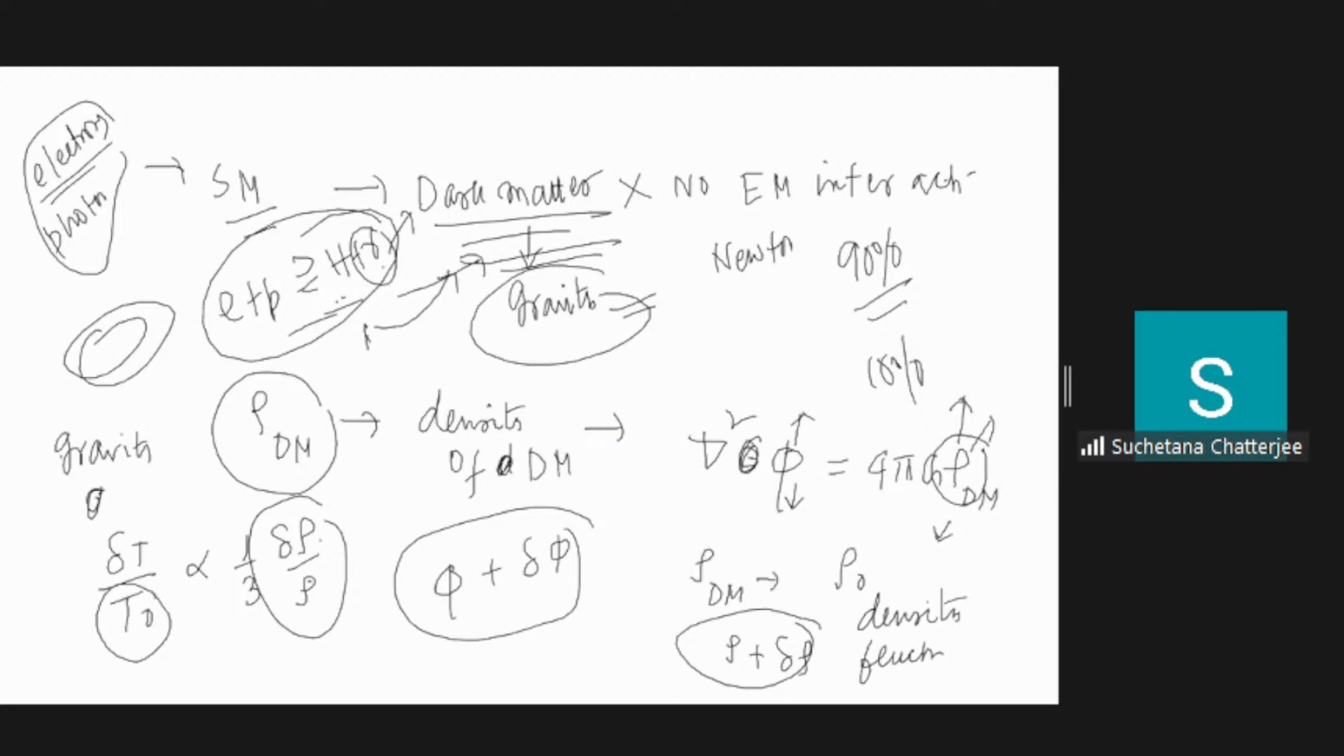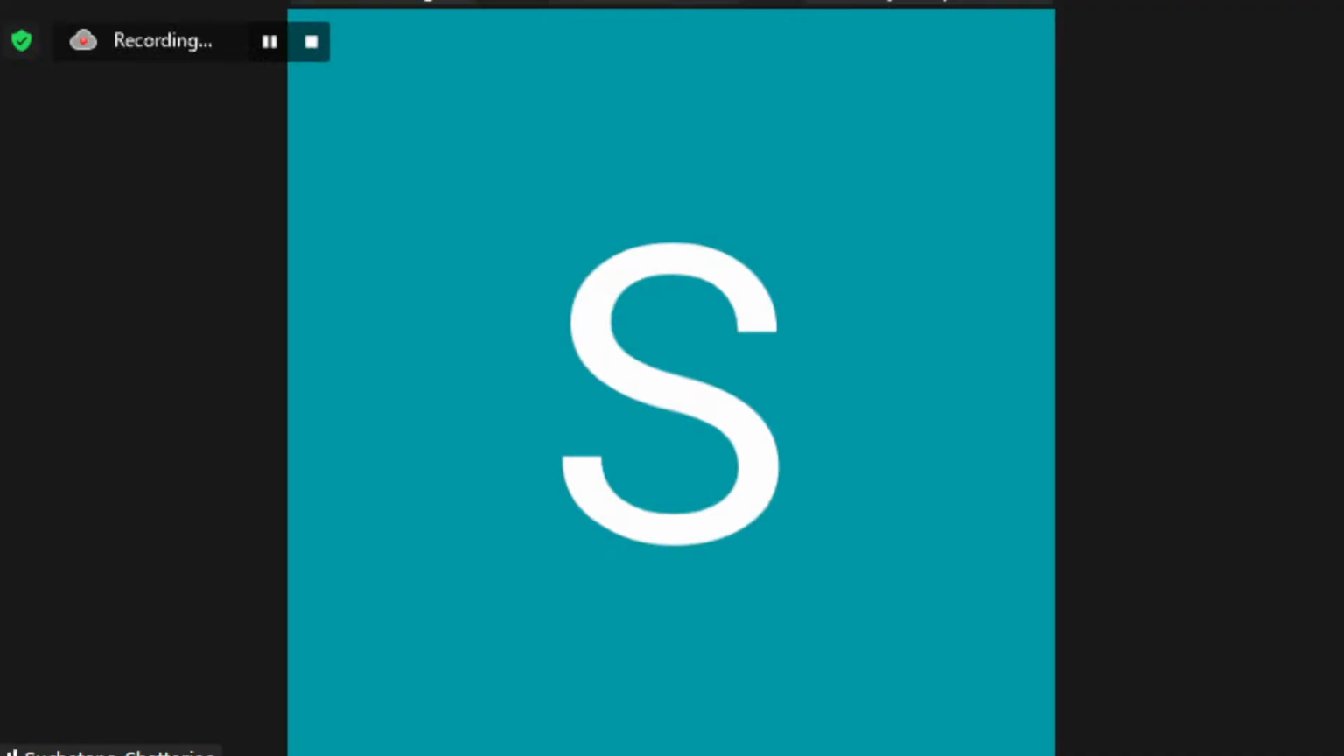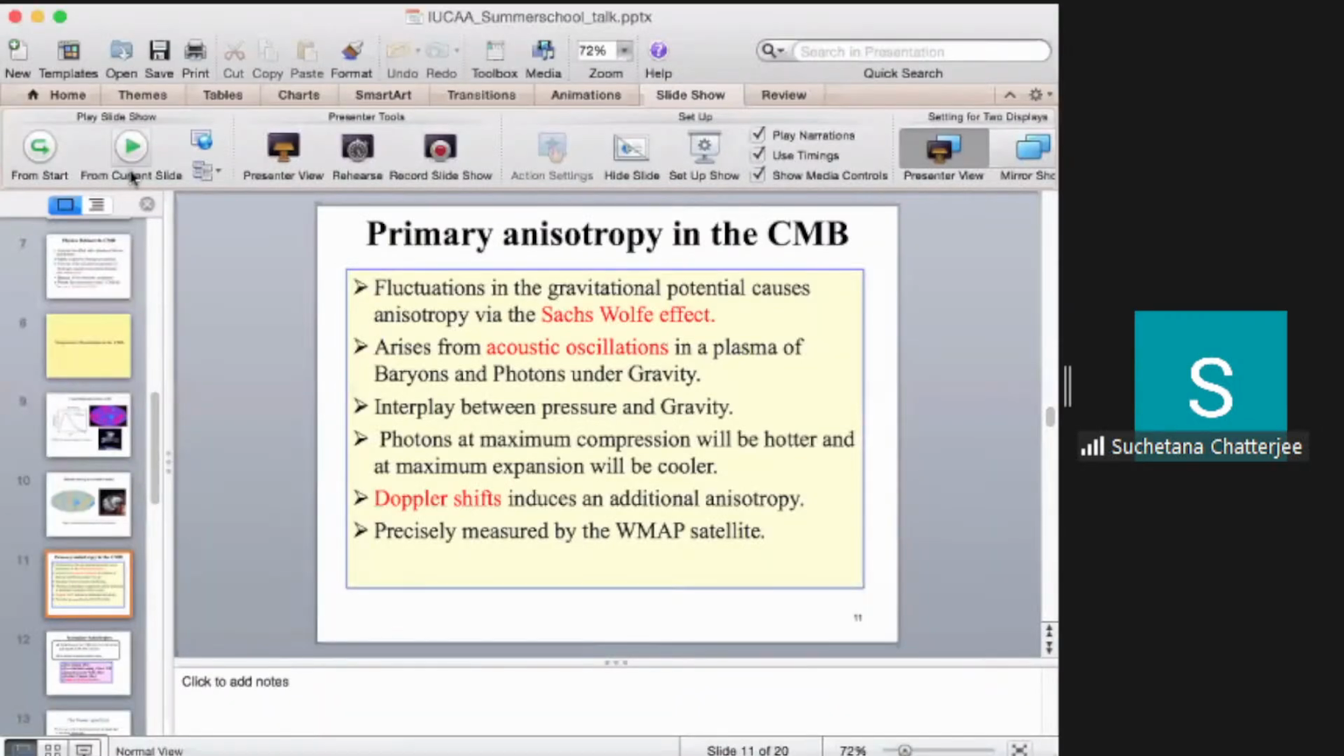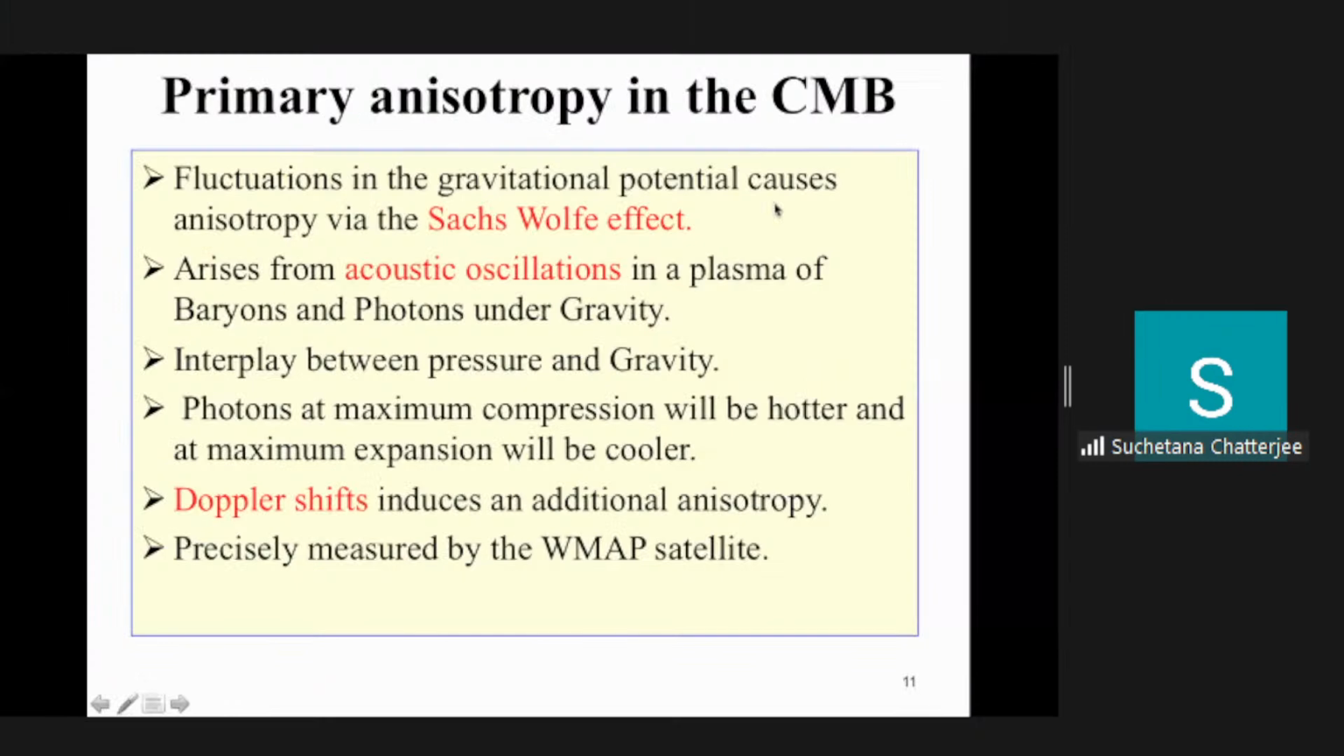Okay, but that's great. So now let's go again to the slides. Fluctuations in the gravitational potential cause anisotropy in the temperature via something called the Sachs-Wolfe effect. This is the Sachs-Wolfe effect because Sachs and Wolfe in the 1960s first predicted that if a distribution of photons moves in an inhomogeneous gravitational field, then this photon distribution will have an inhomogeneous distribution of energy, and in this case that will be manifested as a temperature anisotropy.